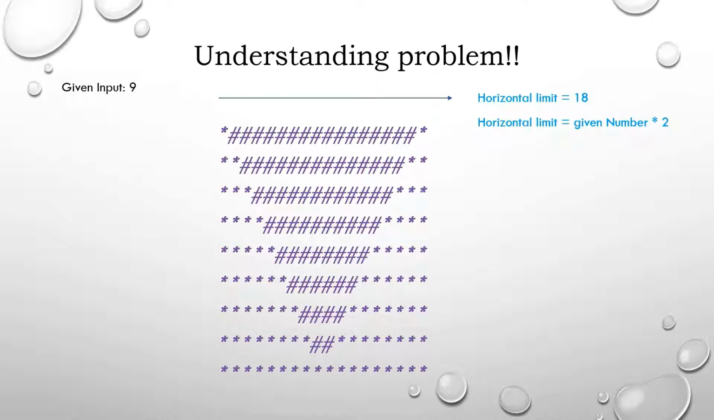So that's how horizontally the pattern is scaling from the given number, and vertically there are 9. So the vertical limit will always be the given number. With that information, we can go ahead and start programming.